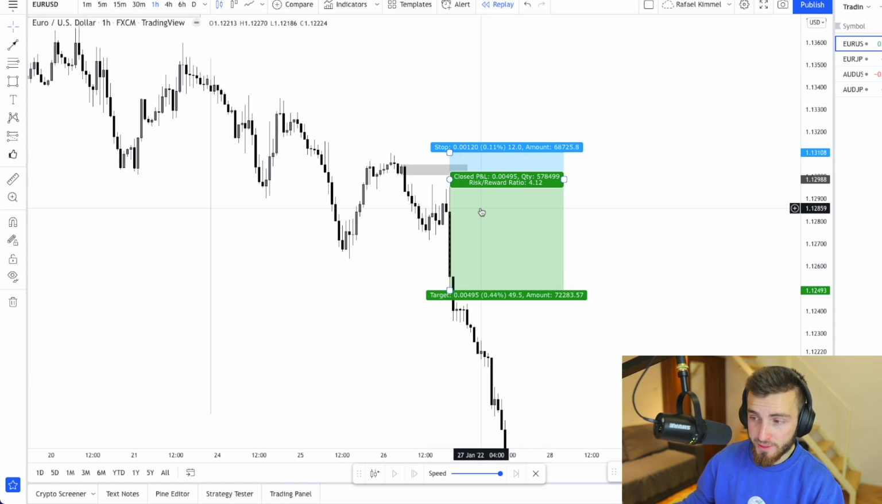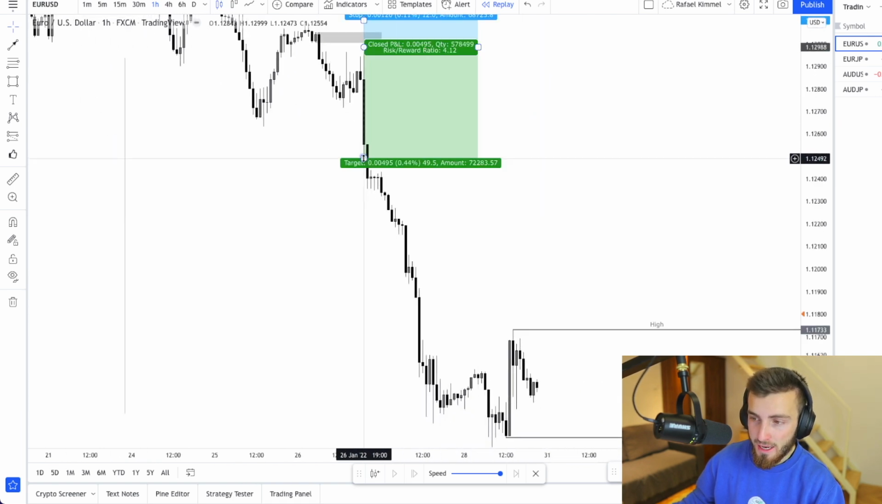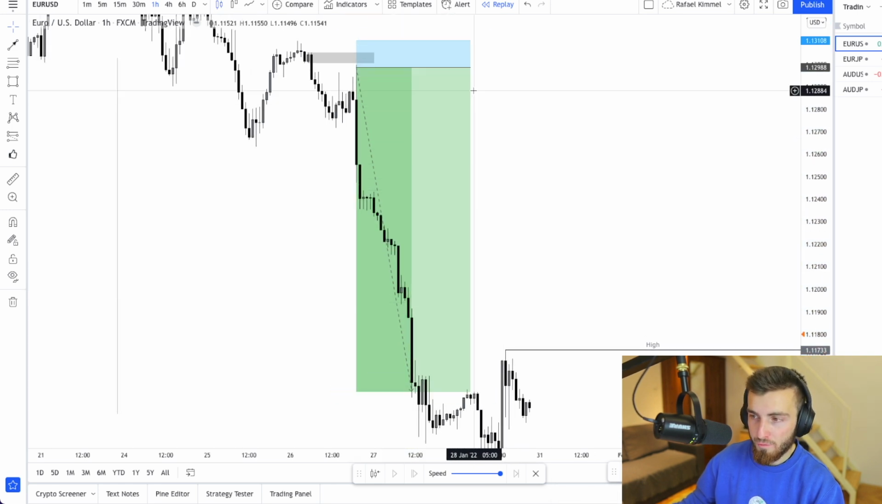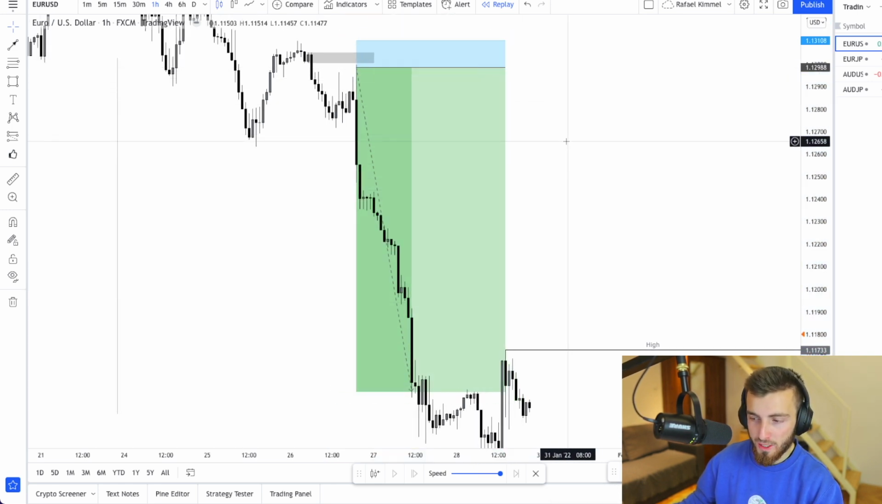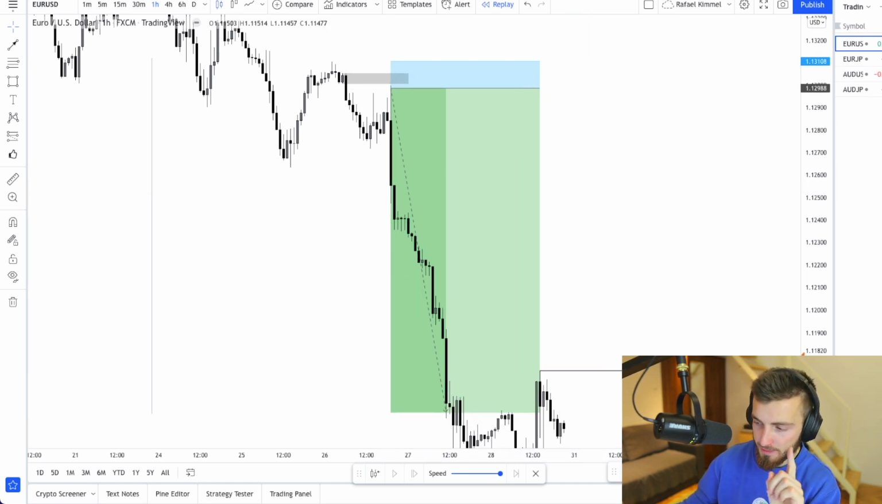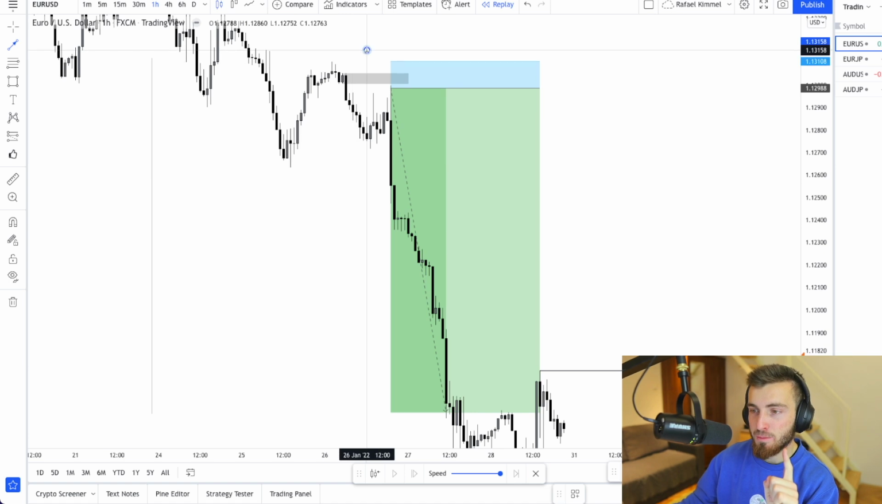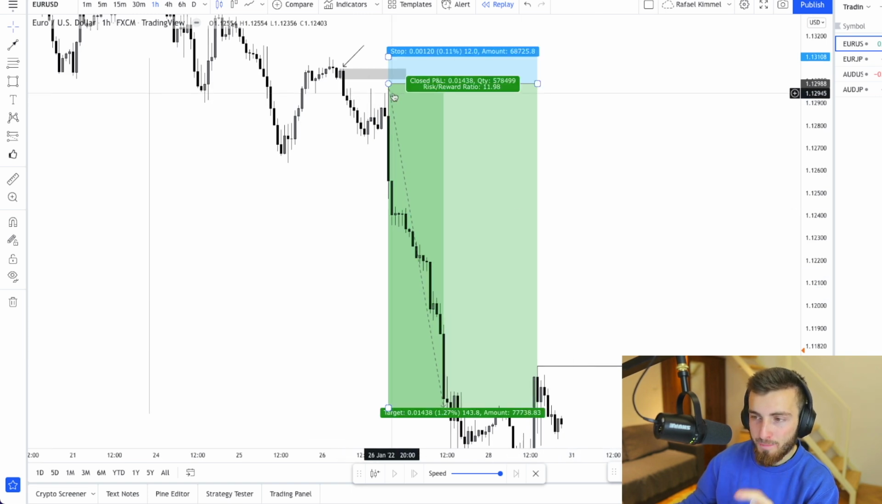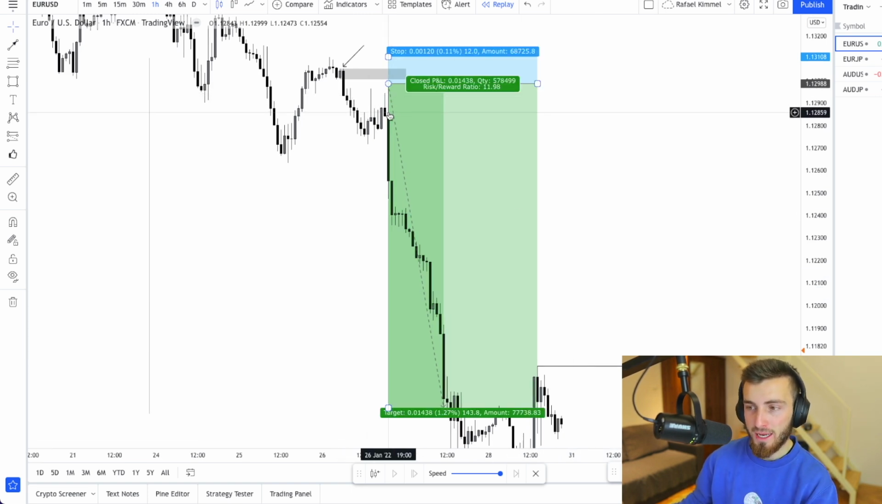This was a very precise entry. You just get tagged in and it goes, and you lock in profits right here for 12%. This was a great trade. The reason I did not enter in this trade was for 2 reasons. One, I don't like these big pullbacks that come all the way up to the high. I do not like those, and because of that, I wasn't even thinking about entering in this trade.